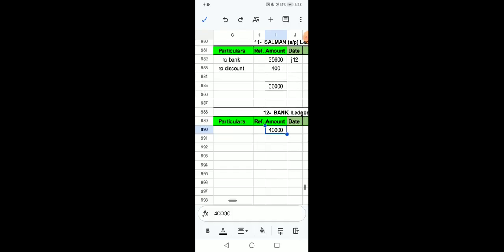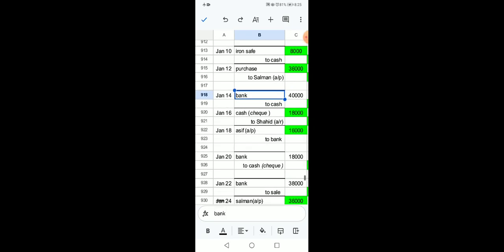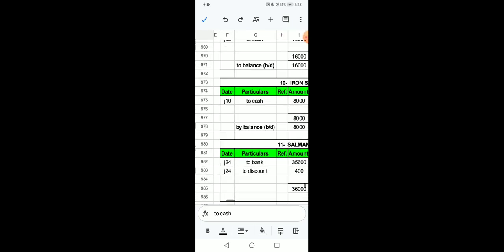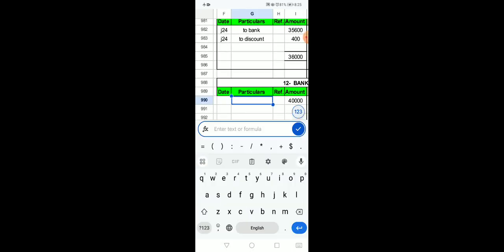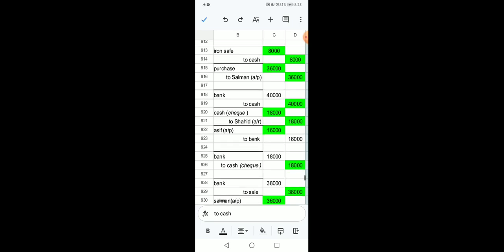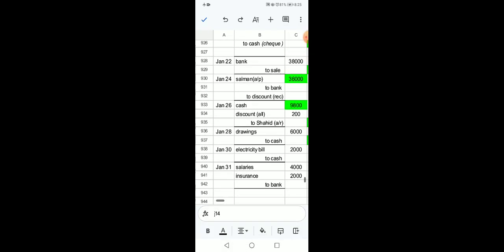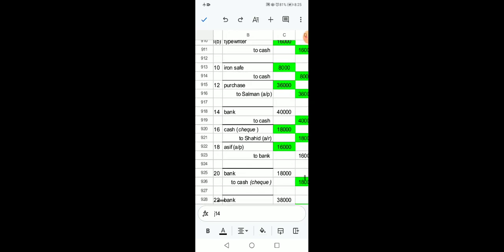All right, now see what is the reference for 40,000. This is what we have posted. On the opposite side cash is written, so it would be used as reference. So you will write cash in the particulars column. Now let's see what was the date for this 40,000. January 14. So put the date January 14 beside this entry. Posting for 40,000 is completed. It means our purpose is fulfilled. Mark it as it has been done, January 14.